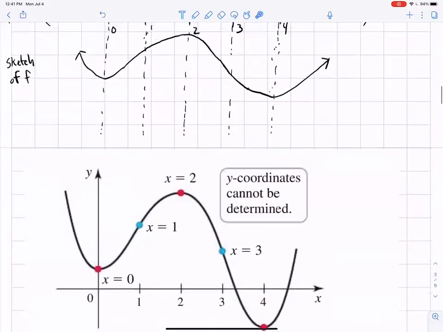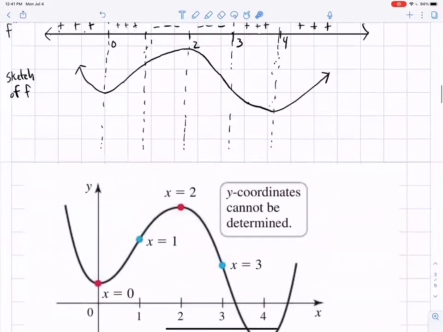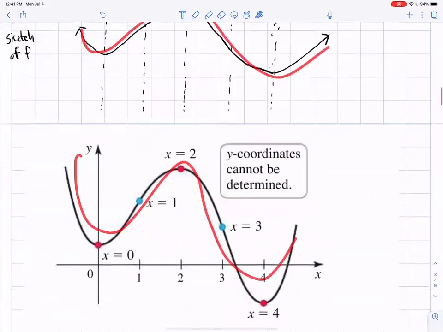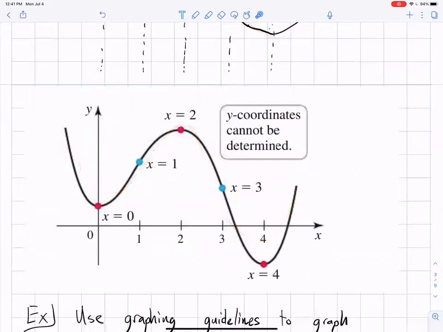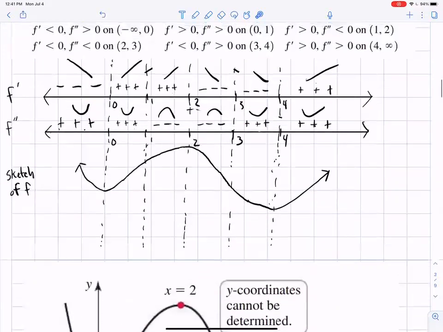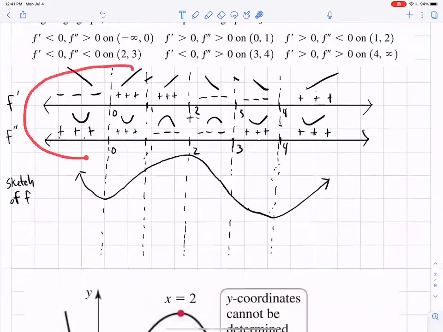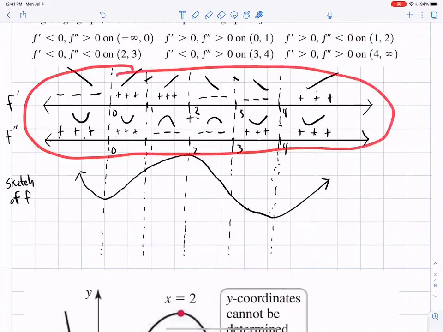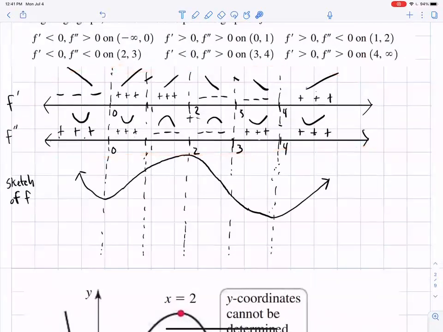And so they don't have to be exactly the same. It just has to be kind of similar, but it follows the same kind of ups and downs that they did. And that's the basic idea, is that if you make these number lines for f prime and f double prime, then you have everything you really need, sans maybe what the actual values are at the relative max and min, but you have mostly everything you need to graph.